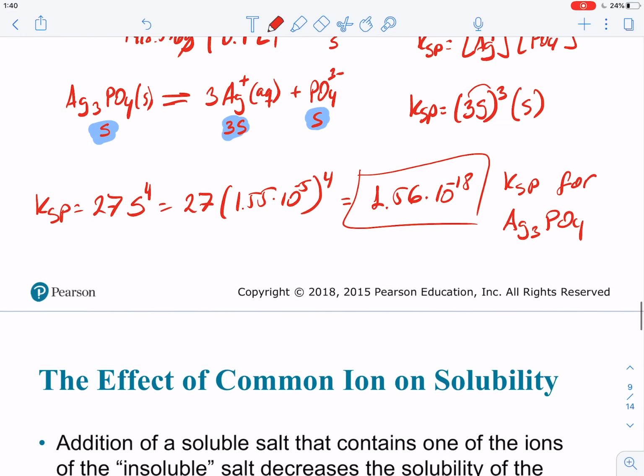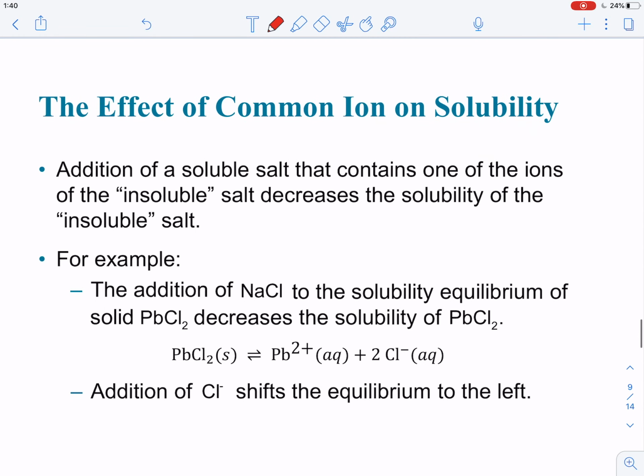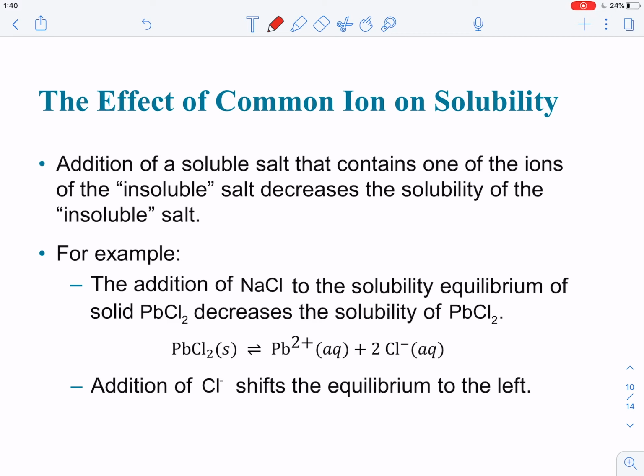One particular situation that you may run into is the common ion effect. Now, what does that mean? For example, in this equilibrium, you have lead ions and chloride here. If you add something that contains one of those ions, then it will affect the solubility of your ionic substance. So for instance, you are adding sodium chloride. What is the impact of adding sodium chloride into a solution that already contains lead and chloride in equilibrium with the lead chloride?